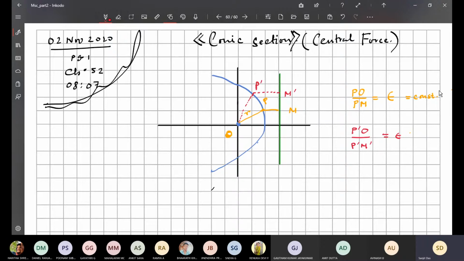This line has a name. What is the name of this line? Tell me. It starts with capital D. Let me give you a hint. Directrix. This is directrix.